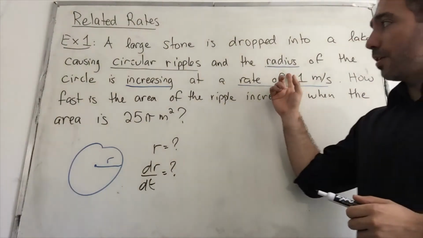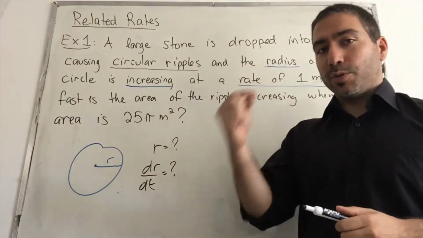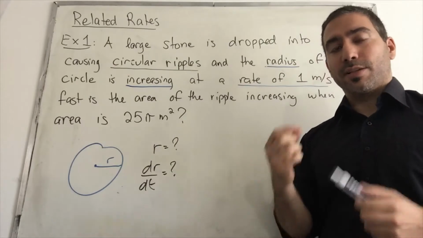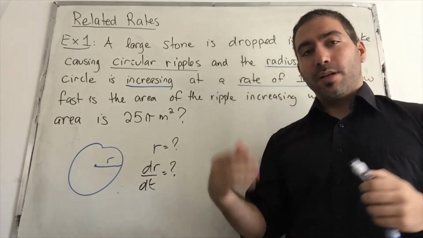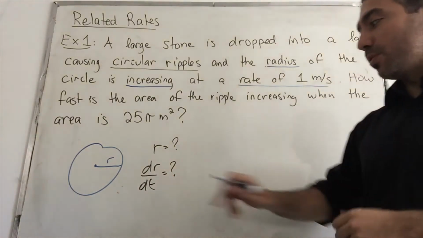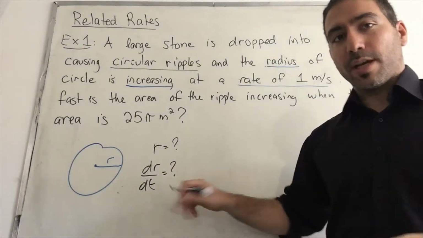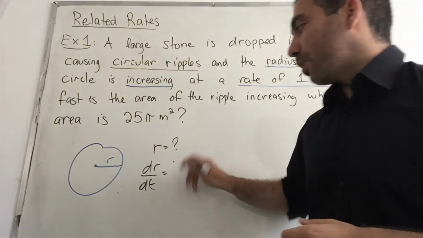Well, the radius is not 1 meter. The radius is increasing at a rate of 1 meter per second. There's movement involved. It's getting bigger. This means that we're dealing with the derivative. So the derivative of the radius with respect to time, because there's motion involved, is 1 meter per second.